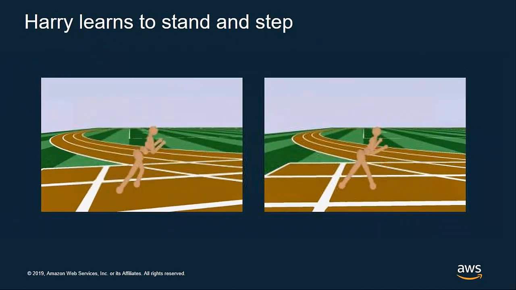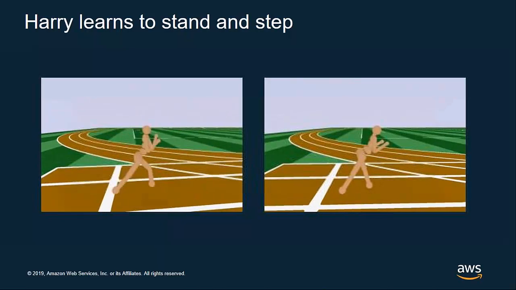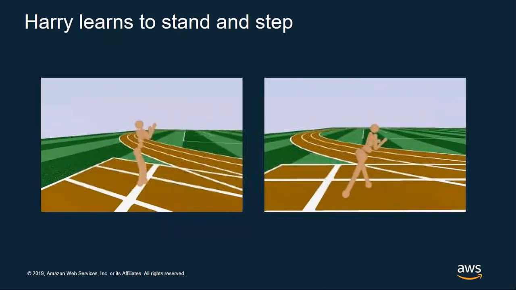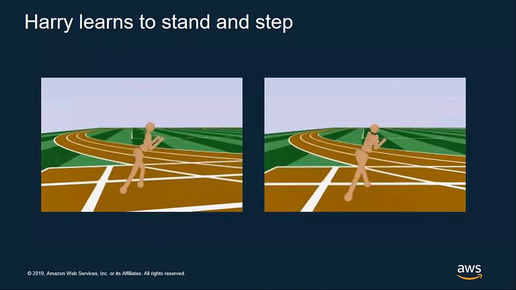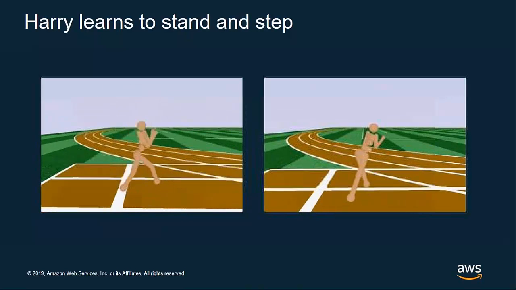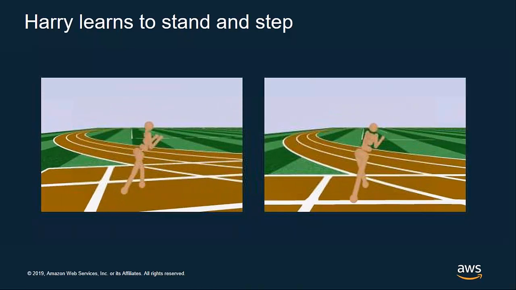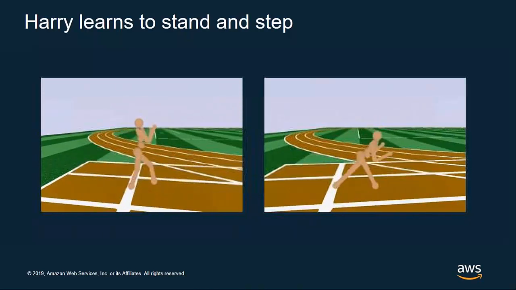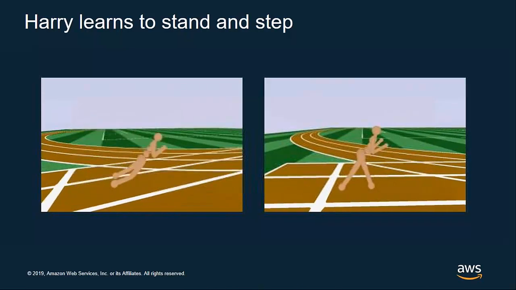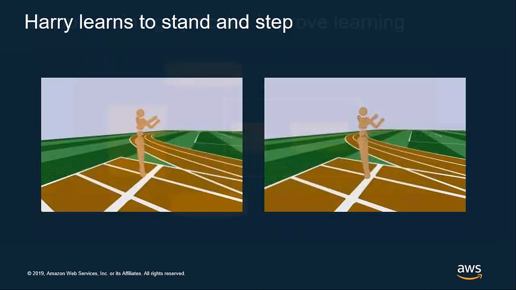And you can see that we are slowly starting to learn from the actions that had happened earlier that resulted in negative rewards. And Harry is learning how to increase the rewards that are being given by the environment and is able to now stand and slowly step, but still not able to walk.